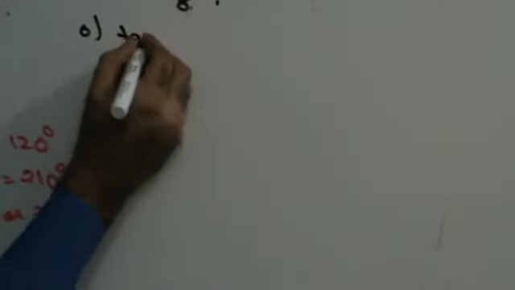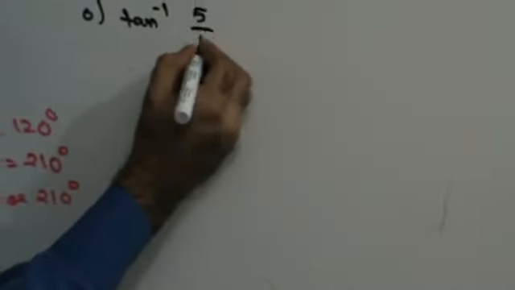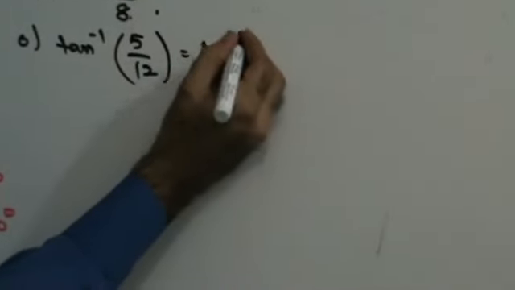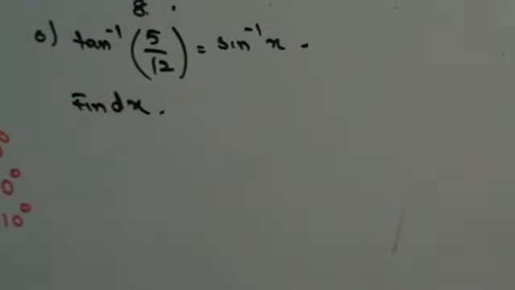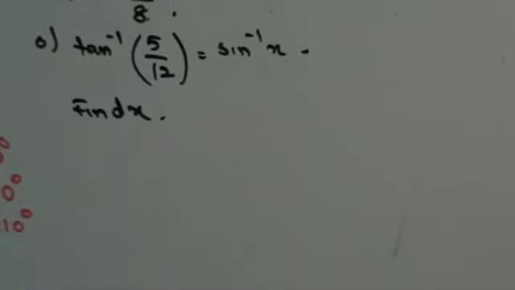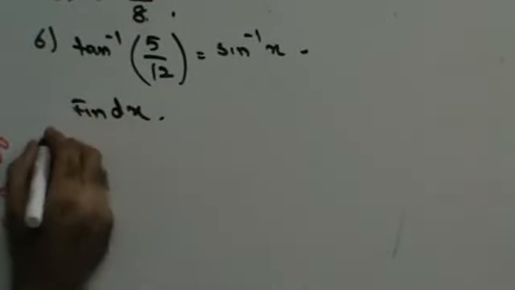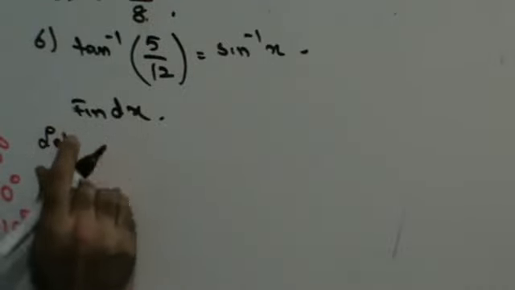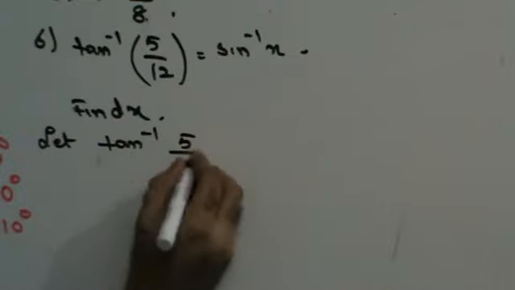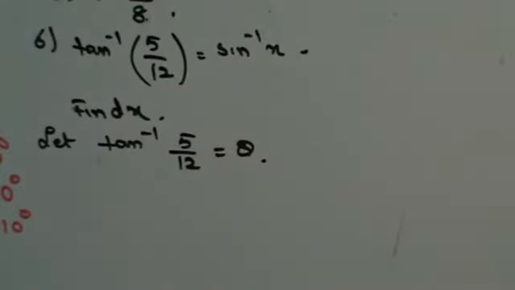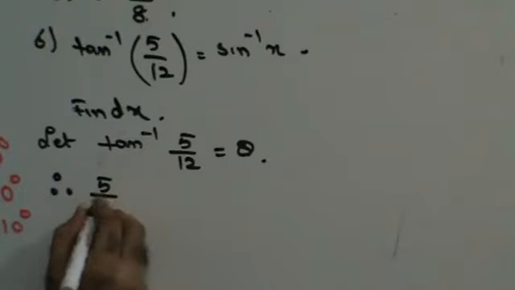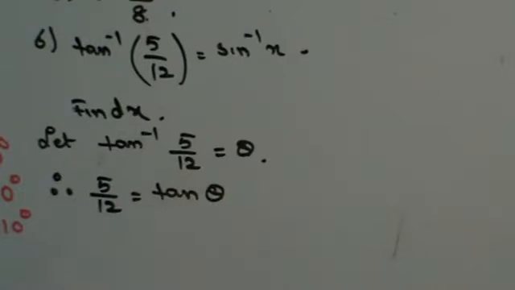Next, tan inverse of 5 by 12 is equal to sine inverse of x. Right? You have to find x. Now, let us assume you have multiple inverse functions. Let us assume that tan inverse of 5 by 12 is theta. In which case, I can therefore say that 5 by 12 will be equal to tan theta, if I take the tan function on the other side.